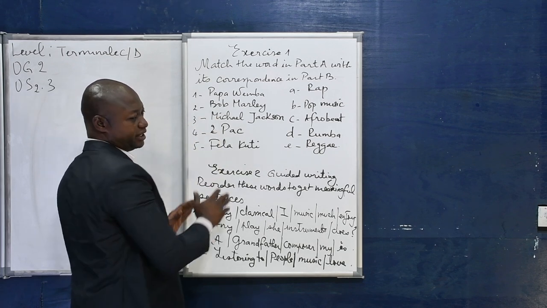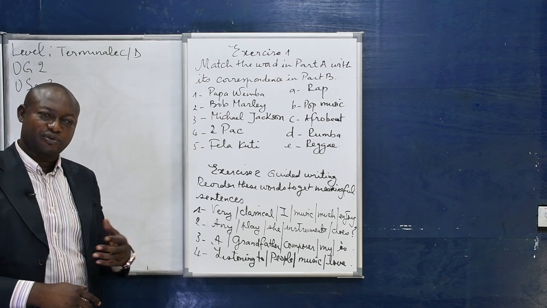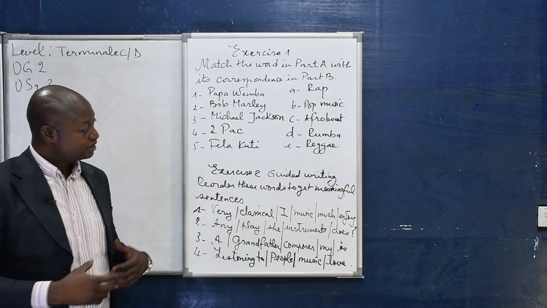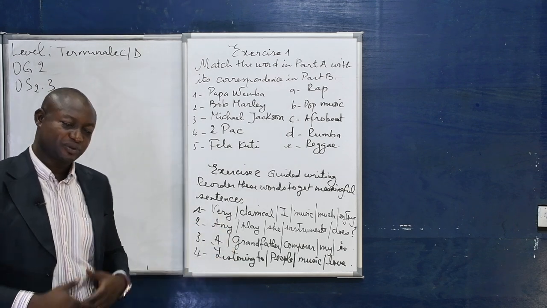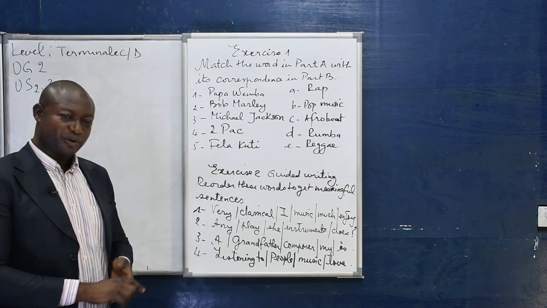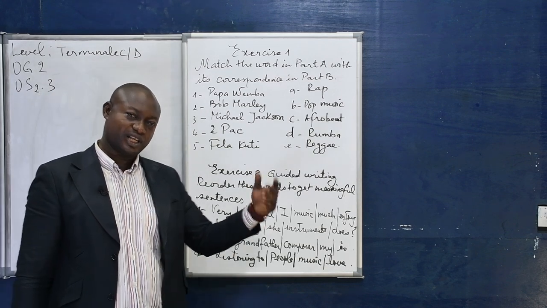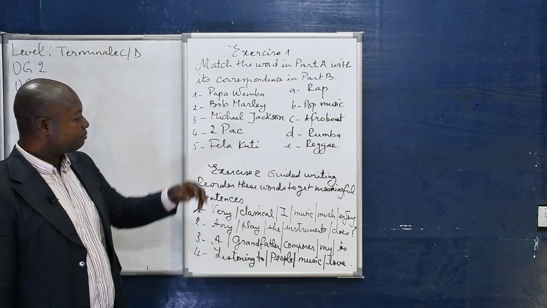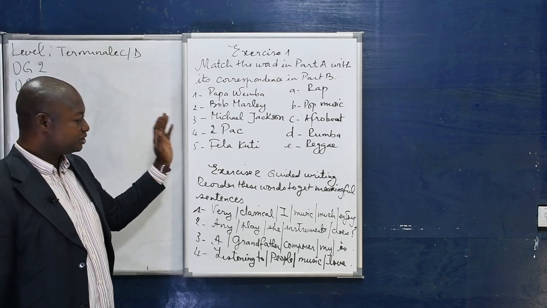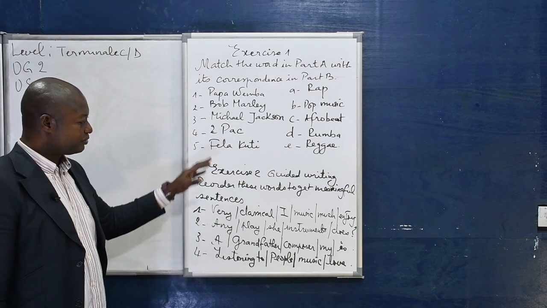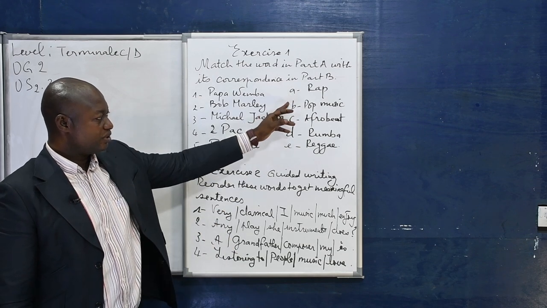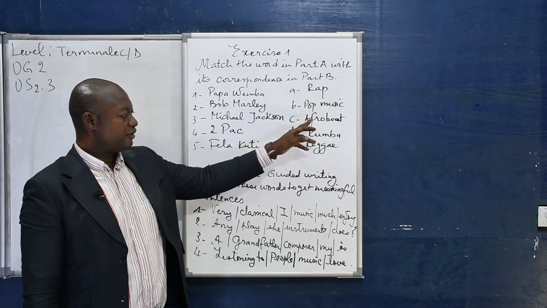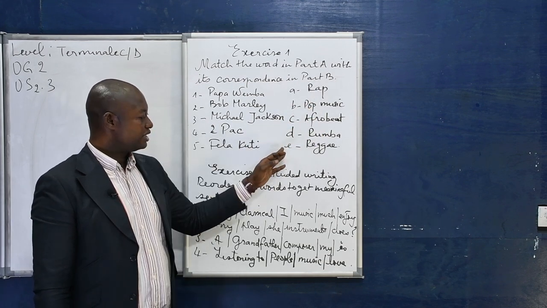Don't forget that music is like information transfer. C'est-à-dire, la musique, c'est comme la transmission des informations, des connaissances, knowledge too. On reconnaît un pays également par sa culture et la culture peut être représentée ici par la musique. So, we have Papa Wemba, Bob Marley, Michael Jackson, Tupac Amaru Shakur, Fela Kuti, and small a, we have rap, b, pop music, c, Afrobeat, d, rumba, e, reggae.